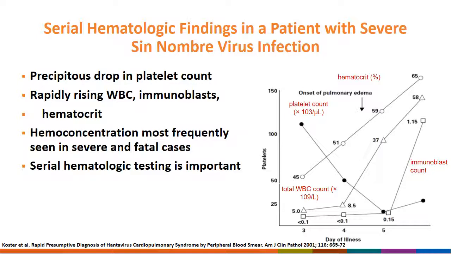There is a precipitous drop in the platelet count, going down from approximately 120,000 to 50,000 over a 24-hour period. As the patient progresses through the cardiopulmonary phase, we can also see a rapidly rising white blood cell count, which eventually includes immunoblasts and a rapidly rising hematocrit. Hemoconcentration is most frequently seen in severe and fatal cases. As you can see, serial hematologic testing is important in order to identify potential indicators of worsening clinical disease.